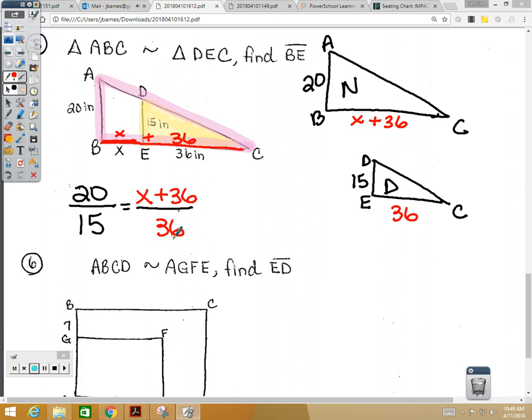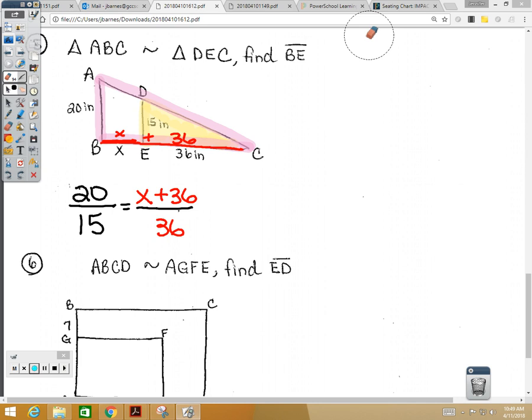Now, I want to make sure that I have plenty of room to solve this proportion, so I'm going to go ahead and erase those two pictures that I drew over there, just so that I have plenty of room to solve my proportion.